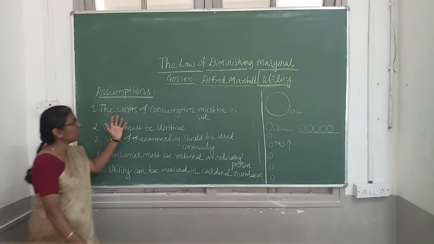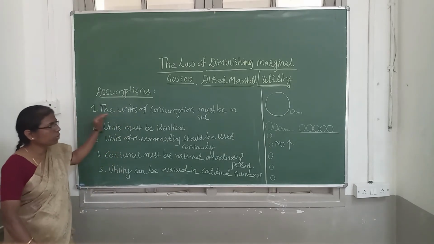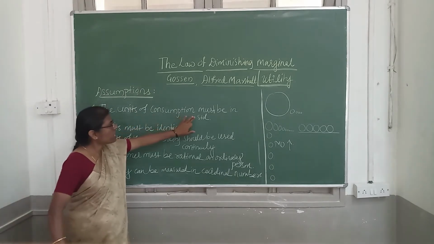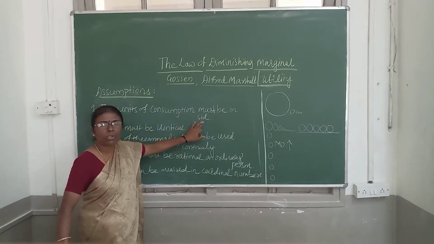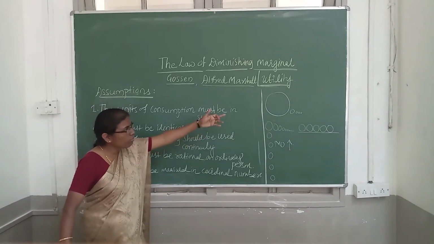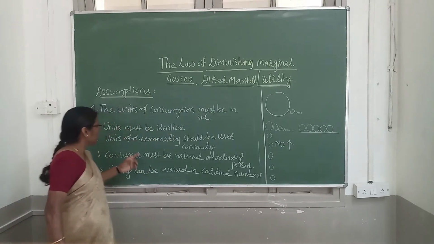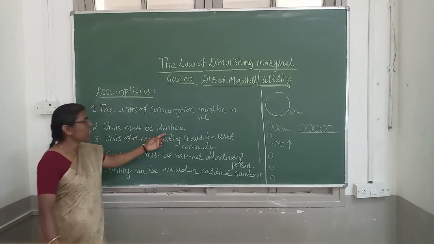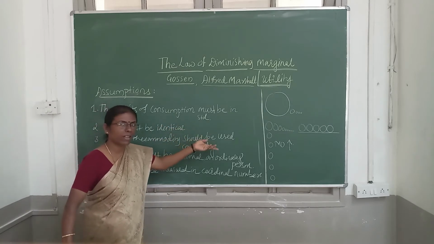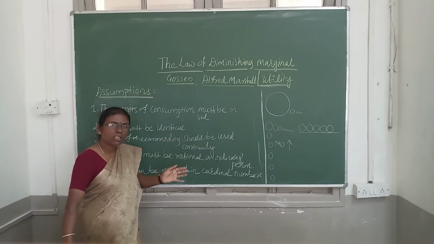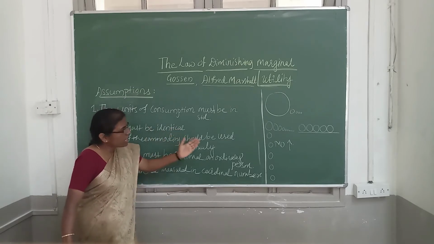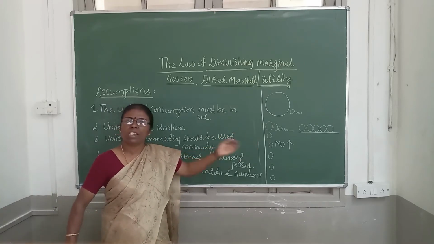Okay, friends, once again I will go through the assumptions. The units of consumption must be standard. Whatever we consume must be in standard size, neither too big nor too small. The second one, units must be identical. Take for example the paida in our example. Imagine 6 paidas are there. The size of the paidas must remain the same.